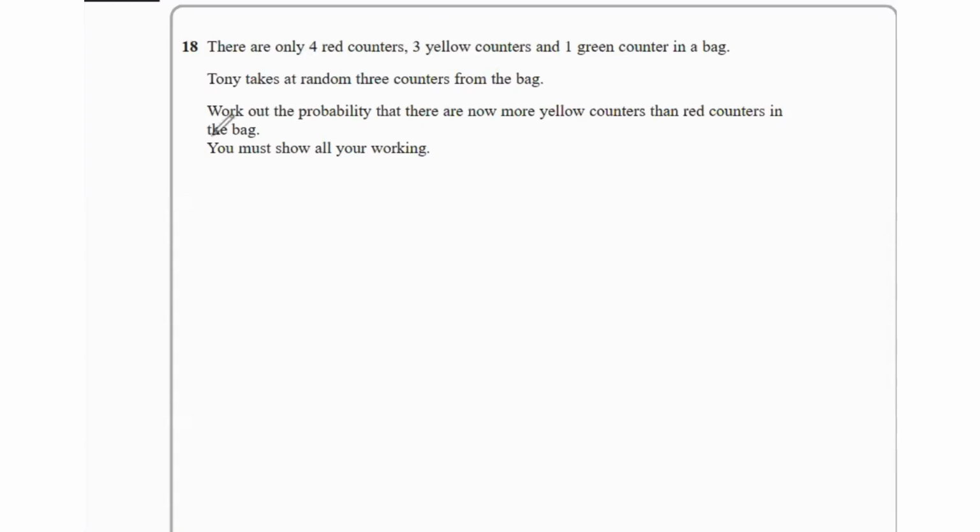So right now we have 4 red counters, yellow 3, and green 1. We have to work out the probability that there are now more yellow counters than red counters in the bag. So that means he's taking red counters out. So Tony will be taking more red counters out of the bag. So let's say in the first try, he's taking all 3 red counters out of the bag. So when he takes all 3 red counters out of the bag, red counters are 1, yellow counters are 3, and green are 1. So as you can see, there are more yellow counters left in the bag if he takes 3 red counters.